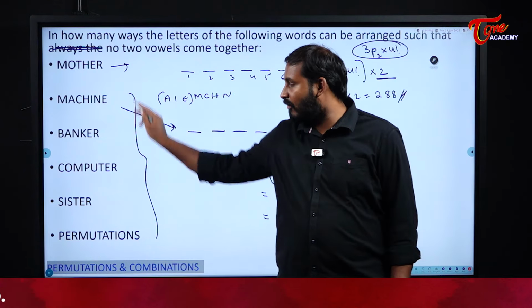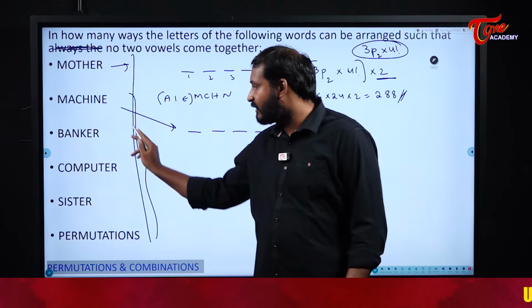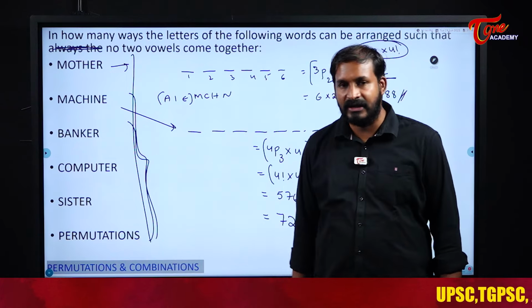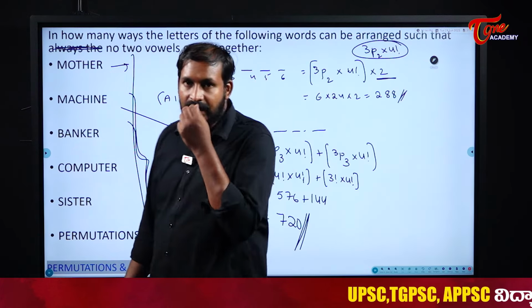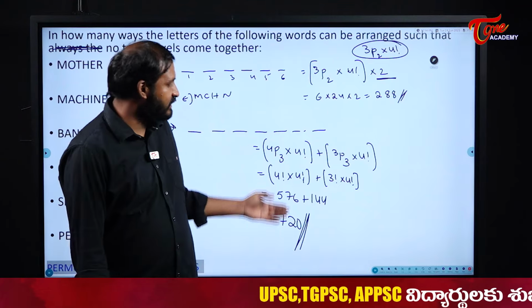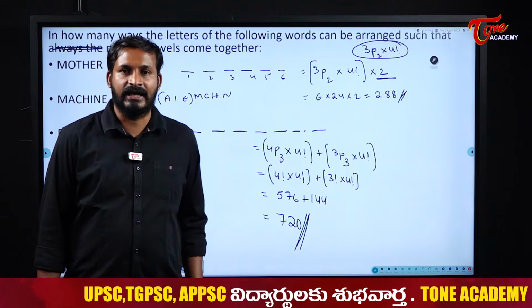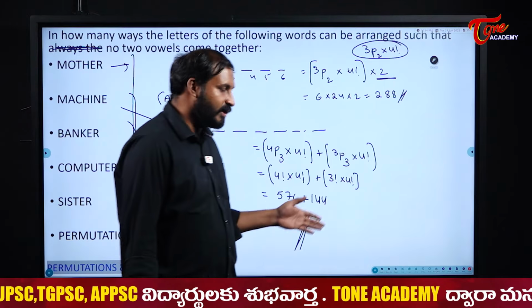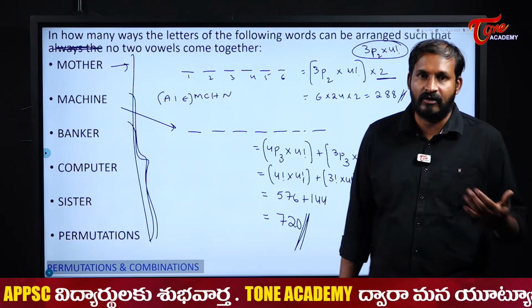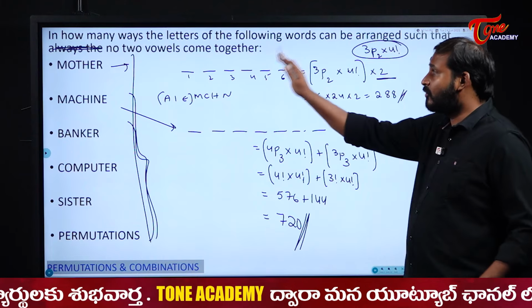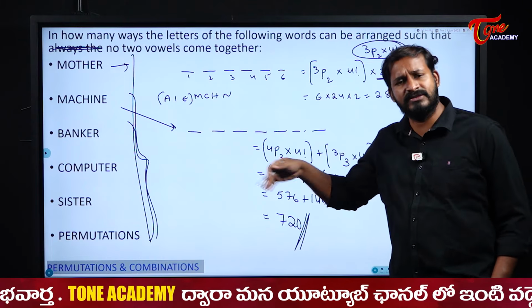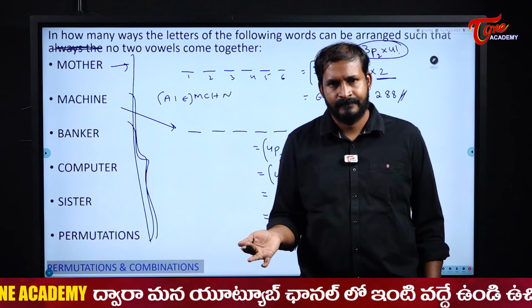So please check all these, students. Please try to find the answers for the remaining 4 and write down the answers in the comment section, so that we will verify whether you have written the correct answers or not. So this is how we solve vowels coming together, consonants coming together, and no two vowels coming together. The same logic applies for no two consonants coming together also.